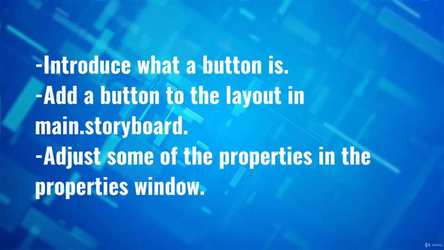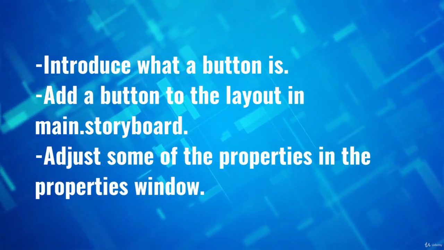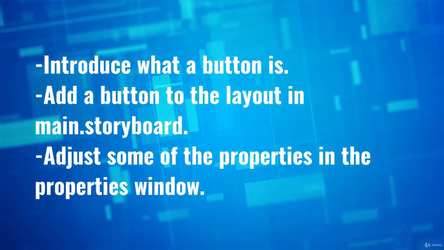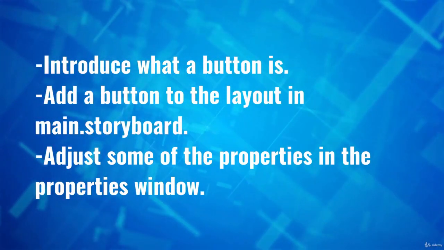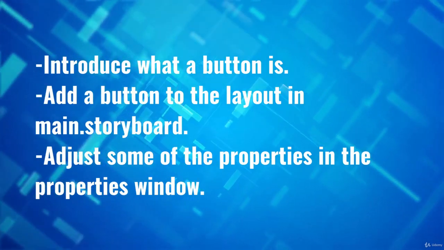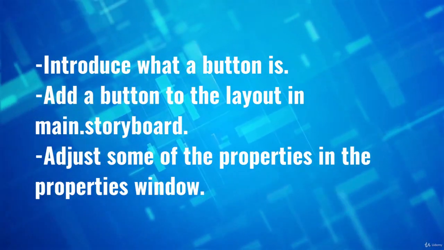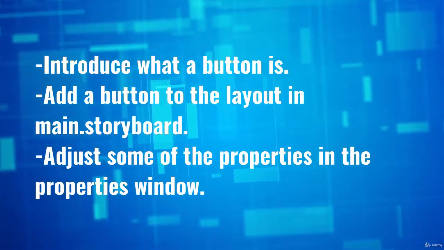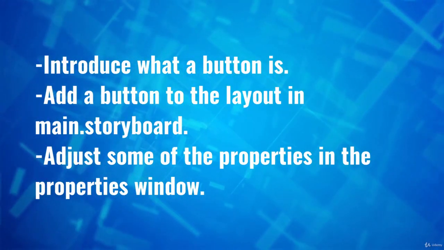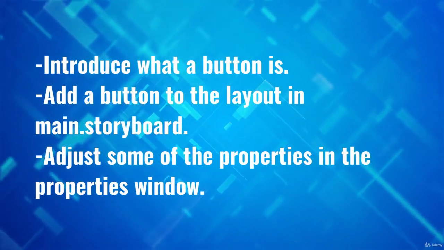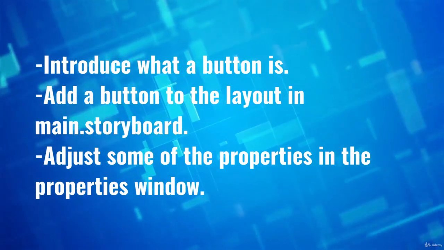So now we have Xcode fully set up for our tutorial. We're now going to introduce to you what a button is. So we're going to talk a little bit about what it's going to do. It's basically going to be an object that when pressed triggers an event, but we'll go into a bit more detail than that. We're also going to add a button to the layout using the main.storyboard simply by clicking it and dragging it and dropping it in.